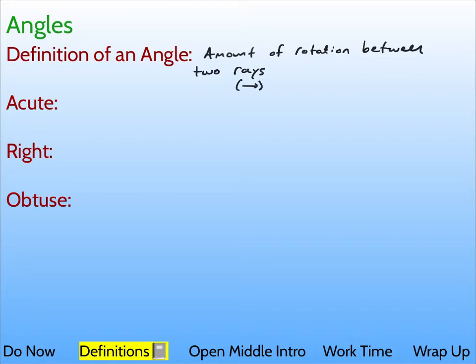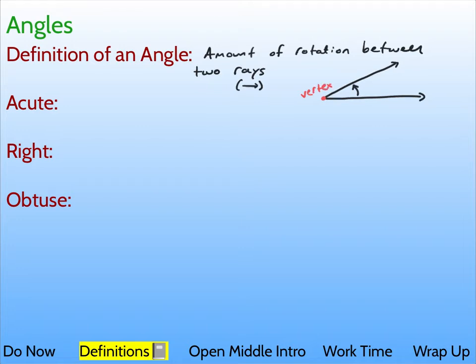So if you think of an angle, it's like if I have one ray right here and then another ray right here, this rotation right here, how far it rotates, that's the angle. Also helpful, this point right here is called the vertex. That's going to come up a lot.